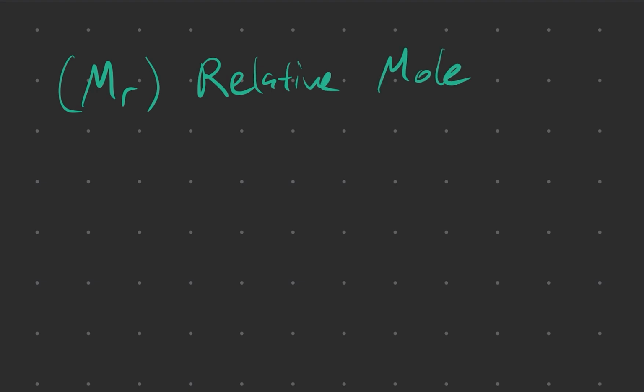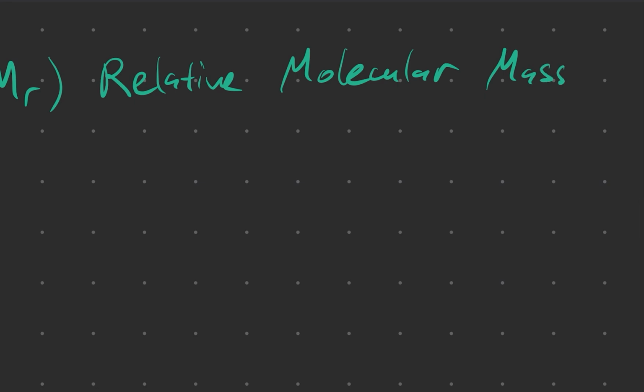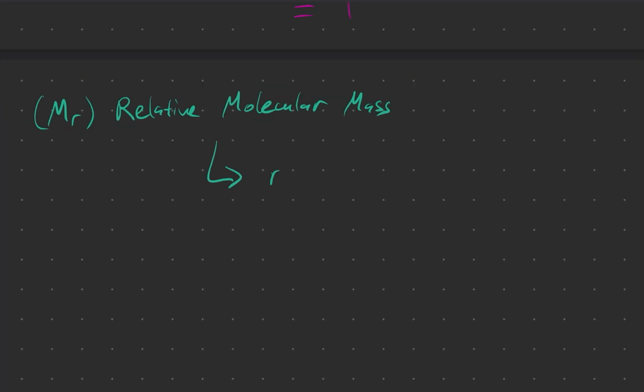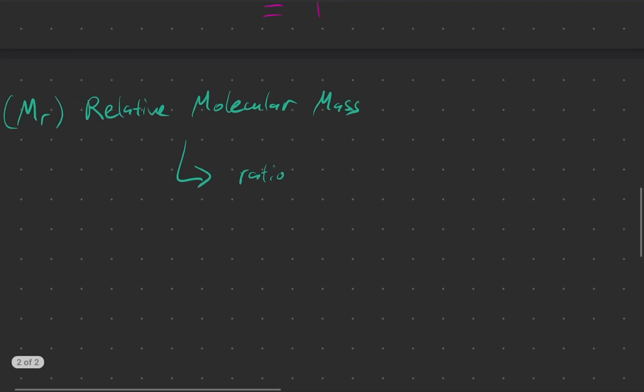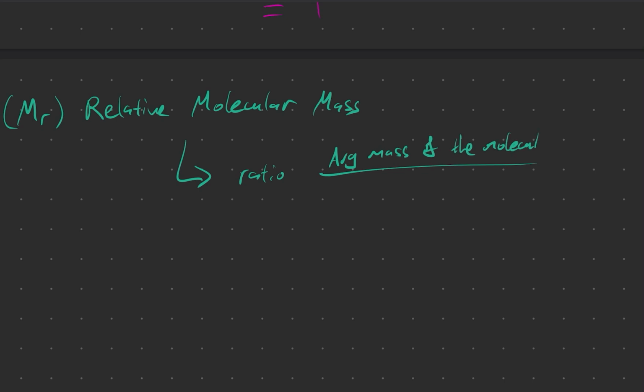So let's say you're trying to find the mass of molecules. Then we won't use AR, we will use MR, or relative molecular mass. Basically it's the same idea. It's a ratio of the average mass of the molecule divided by, same thing as just now, 1/12 of the mass of a carbon-12 atom. So basically we have to find the average mass of the molecule first.